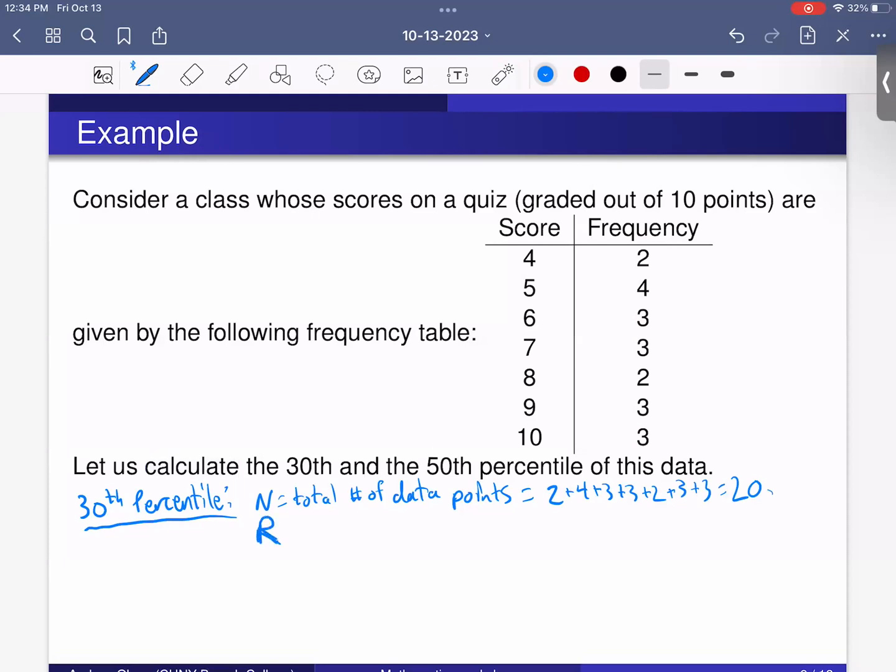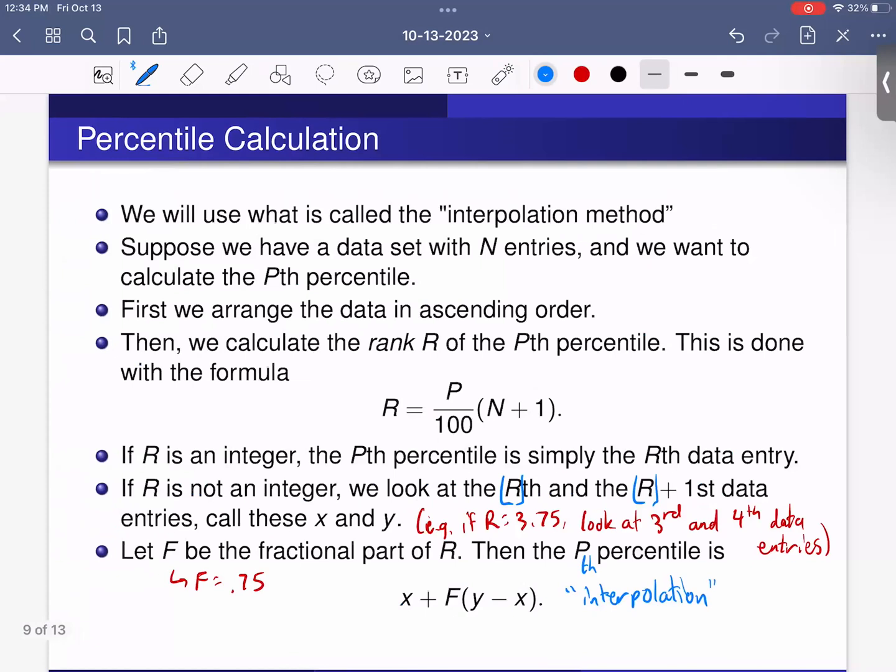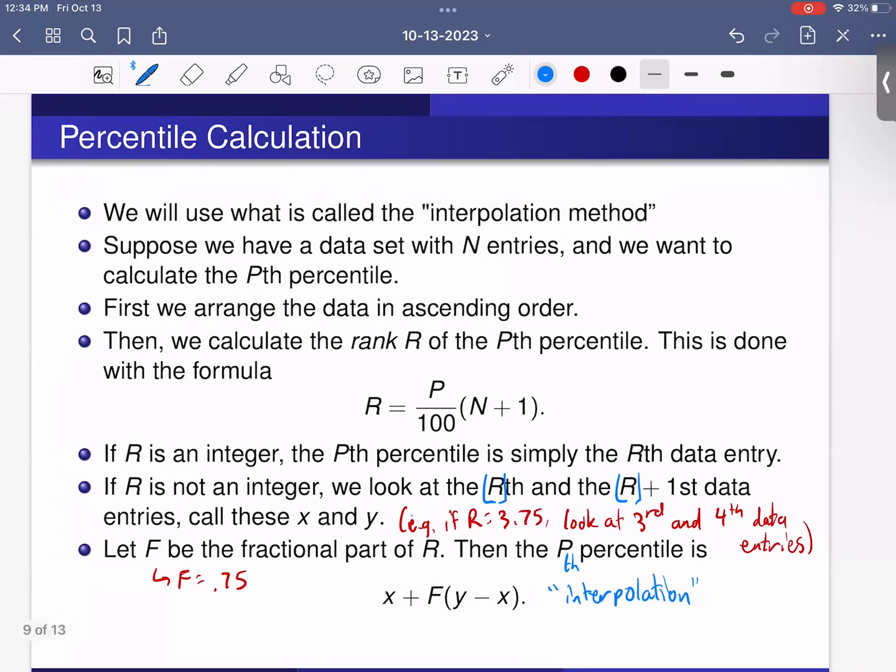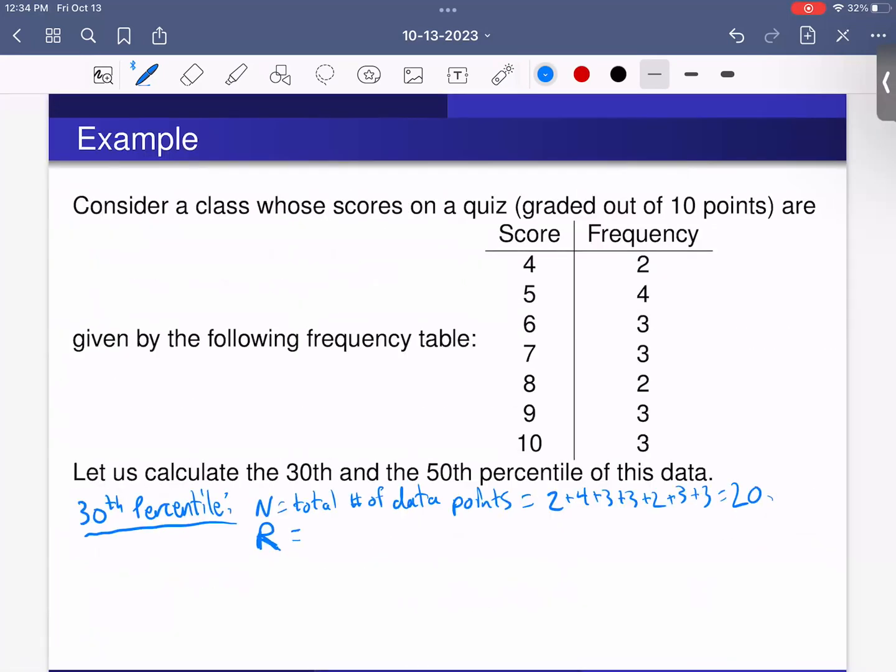Okay, so now we have to calculate R. If you recall this formula, R is the rank of the pth percentile. We take P over 100 times n plus 1. So in this case, R is going to be 30 divided by 100 times 20 plus 1. So that's 3/10 times 21, which is equal to 63 divided by 10, which is equal to 6.3. Okay, so that's our rank here, 6.3.